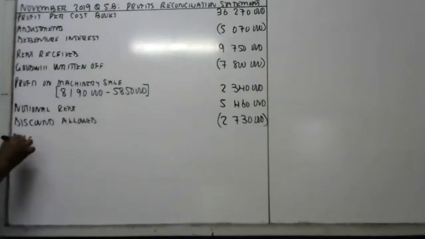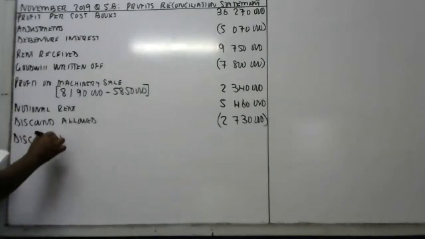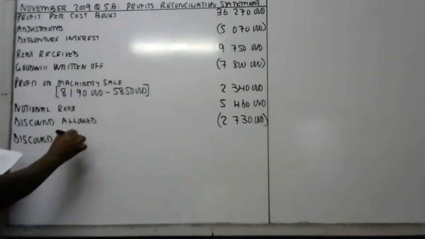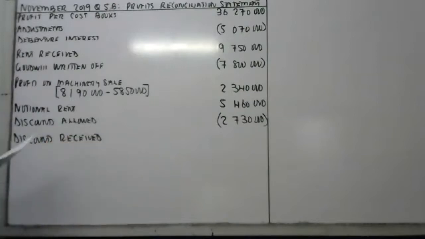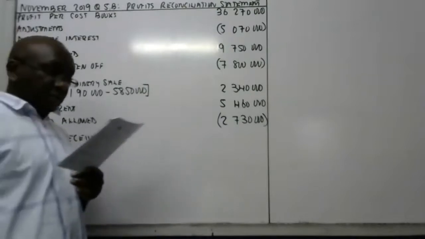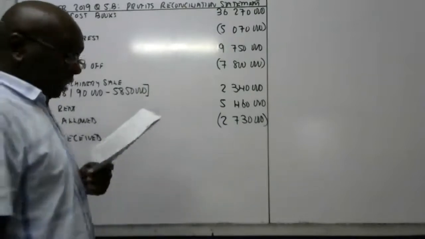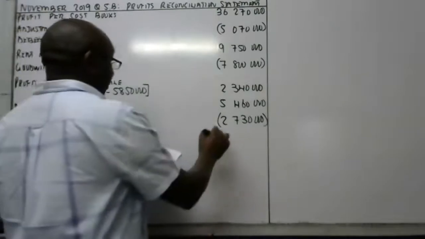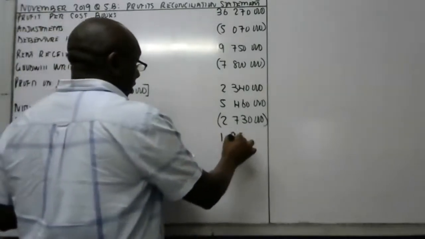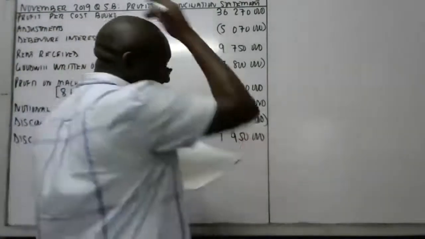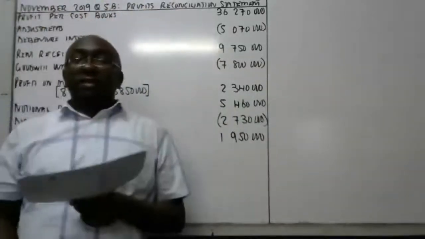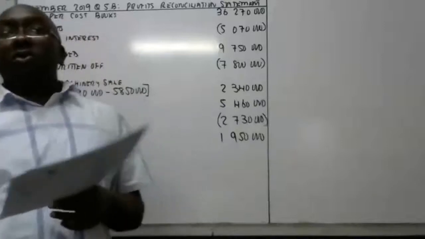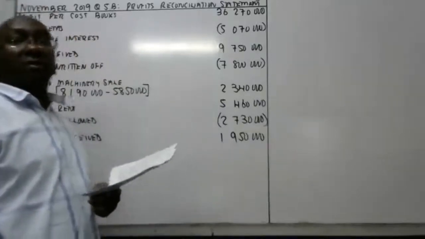Then the opposite is true for discounts received. So the discount received is 19.50. So that one, you are supposed to add it back. When people give you a discount, it is good. It is an increase in profits.